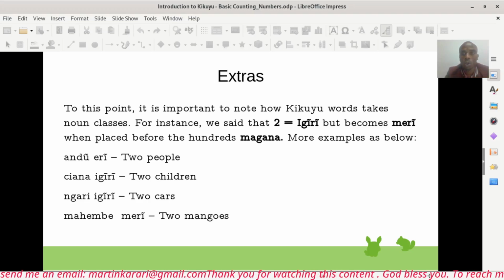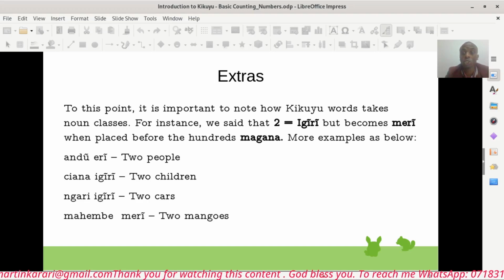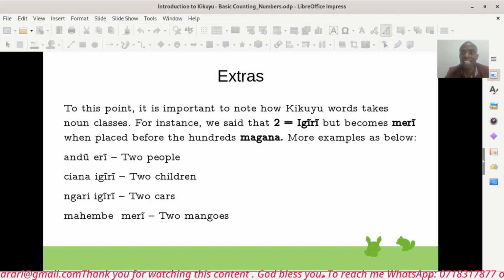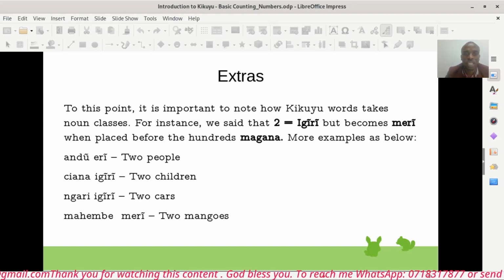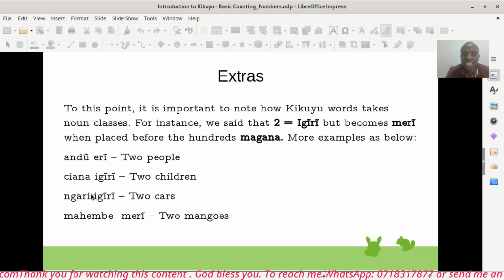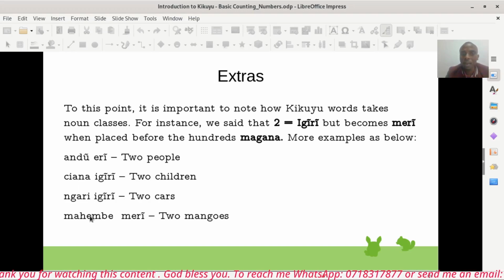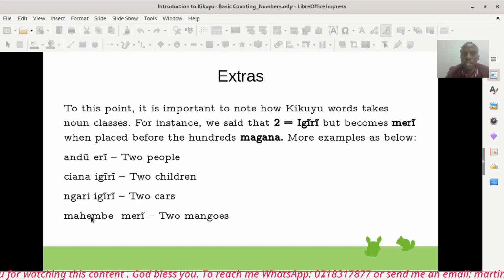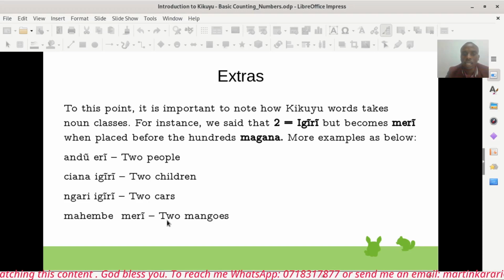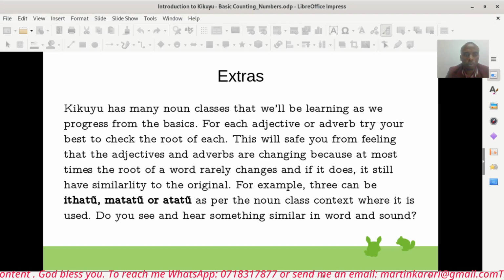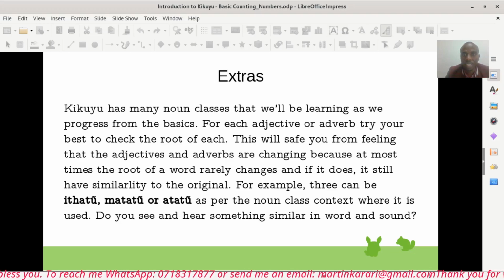For instance, when we are talking about people, andu ere, that is two people. If we are talking about children, ciana igere. The next one is ngari igere, two cars. Mahiu mere. You can see how simple the Kikuyu noun classes are. Let's go to the next. Kikuyu has many noun classes that we'll be learning as we progress from the basics.